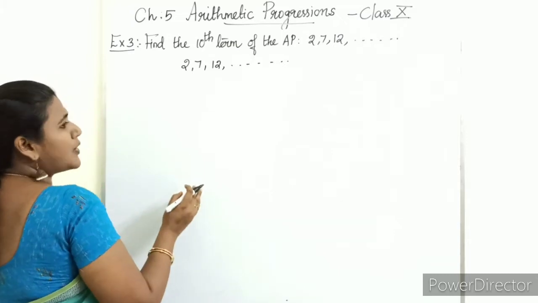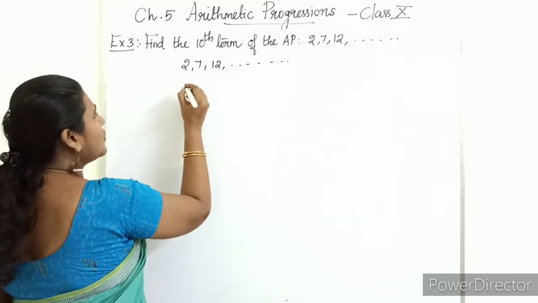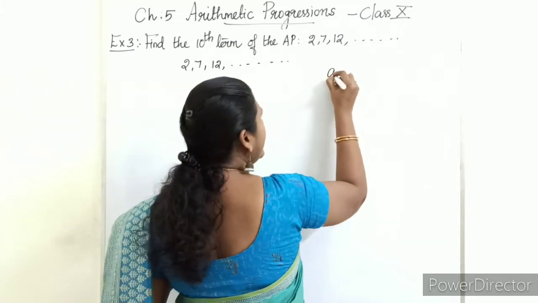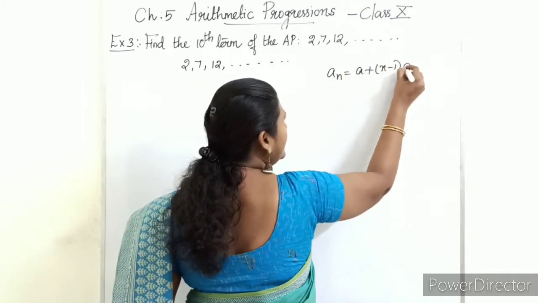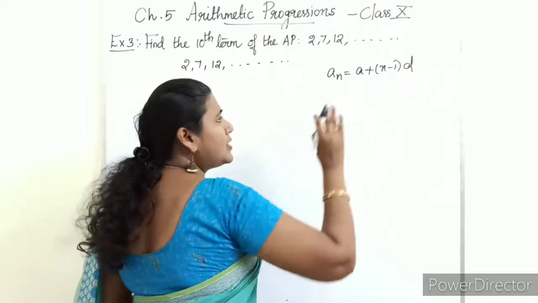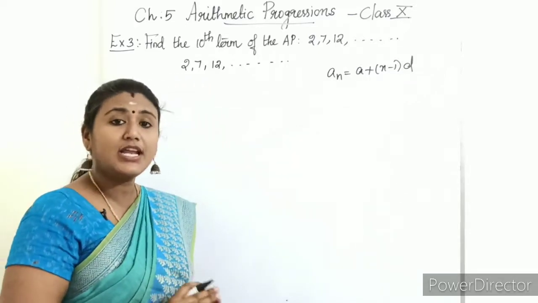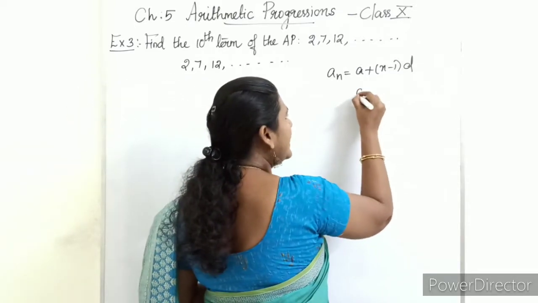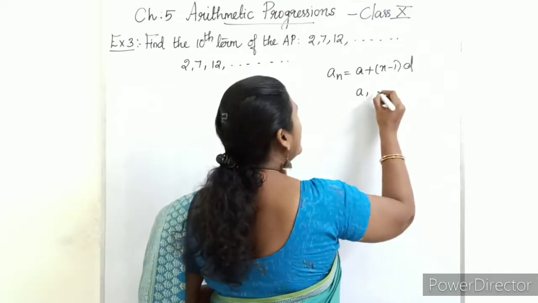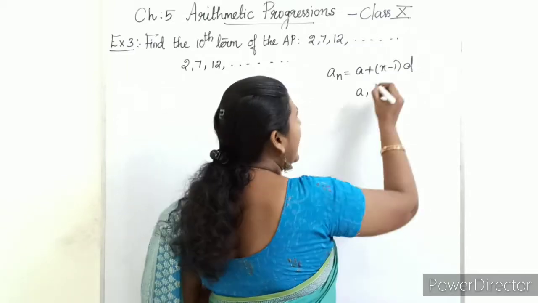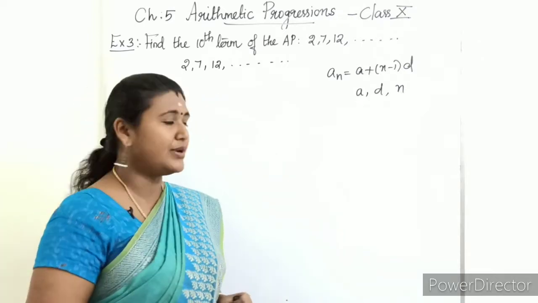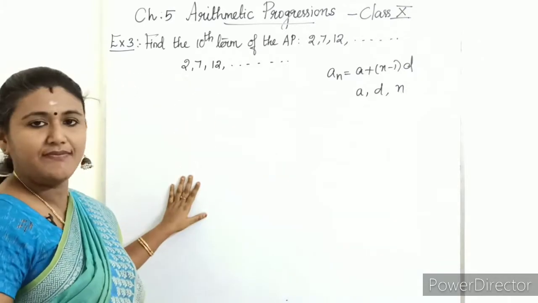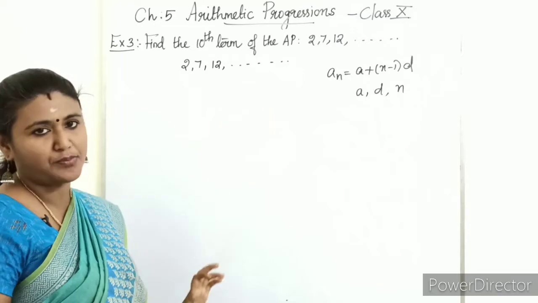You know the formula for finding the nth term. So what is the formula? a_n is equal to a plus (n minus 1) into d. If you want to use this formula, what information do you need? You need the first term, that is a, the common difference d, and the n value. So a, d and n you need. From the given AP, we will first find out this information.